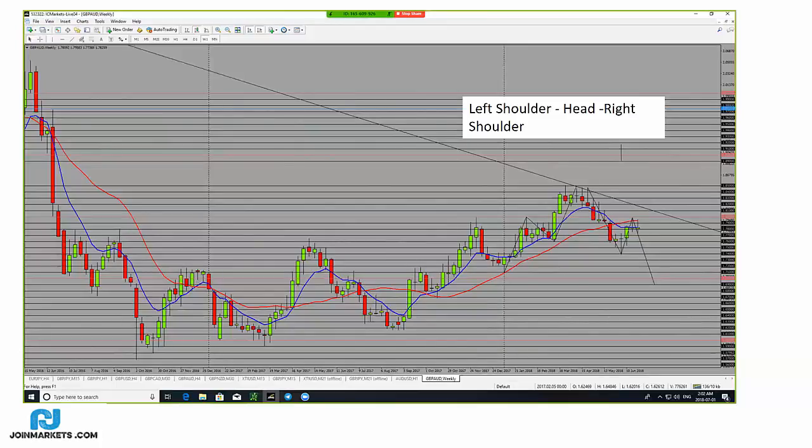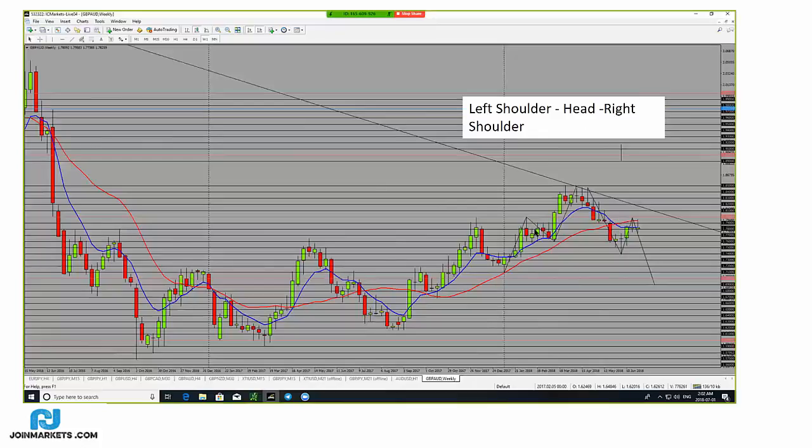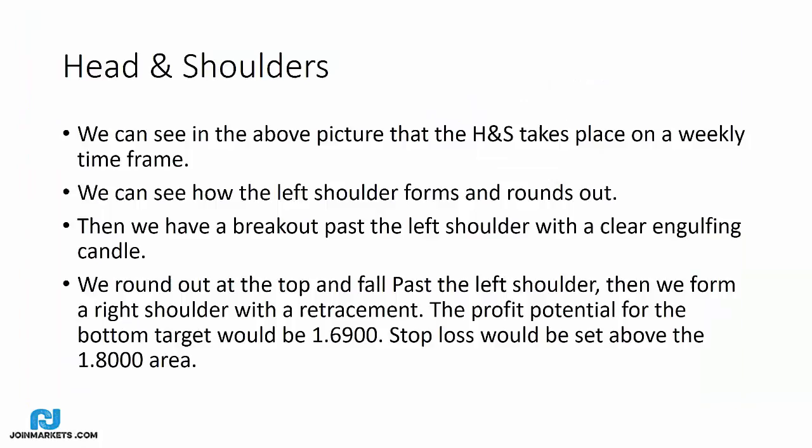So we can see in the above picture that the head and shoulders takes place on a weekly time frame. We can see how the left shoulder forms and rounds out. We have a breakout past the left shoulder with a clear engulfing candle, which makes the head. Okay, just going back, this is the engulfing past the left shoulder. It forms our head. We round out, okay, and we drop. We round out the top and fall past the left shoulder. Then we form a right shoulder with a retracement.